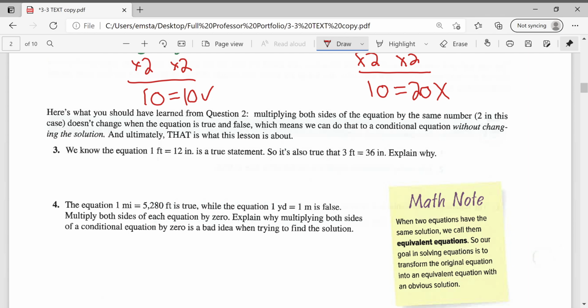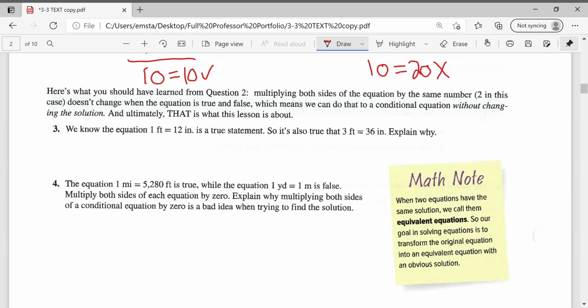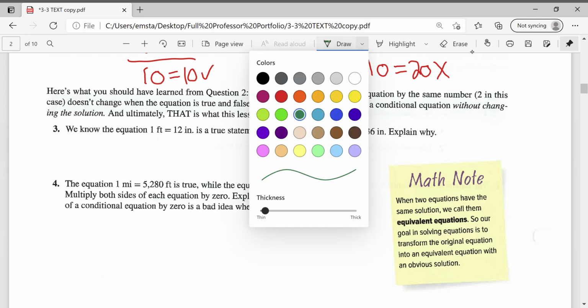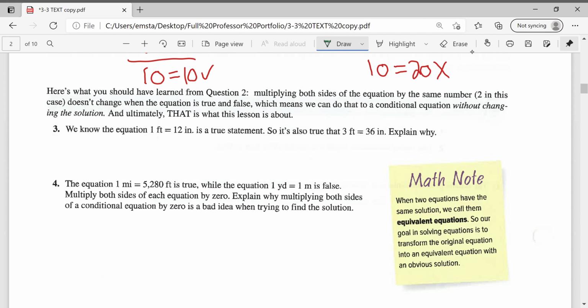Number 3 says we know that the equation 1 foot equals 12 inches is a true statement. So is it true that 3 feet equals 36 inches? Well, if we multiply both sides by 3, I can do that. And I get 3 feet equals 36 inches, which is also a true sentence.